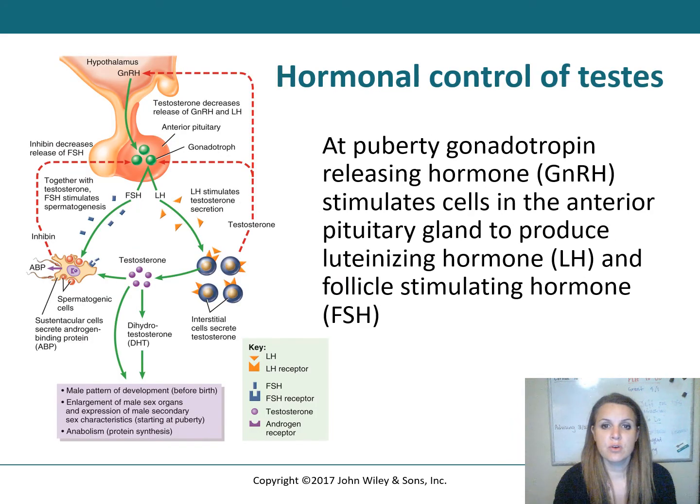Let's talk about some of the hormones that control what's going on in the testes. At puberty, the hypothalamus starts to produce gonadotropin-releasing hormone that stimulates cells in the anterior pituitary to produce luteinizing hormone and follicle-stimulating hormone.